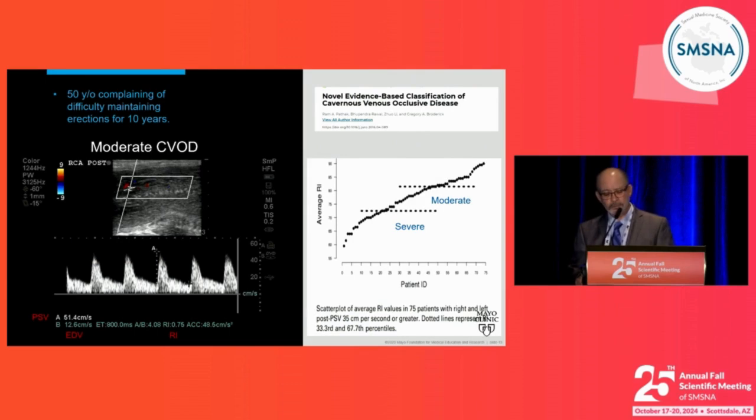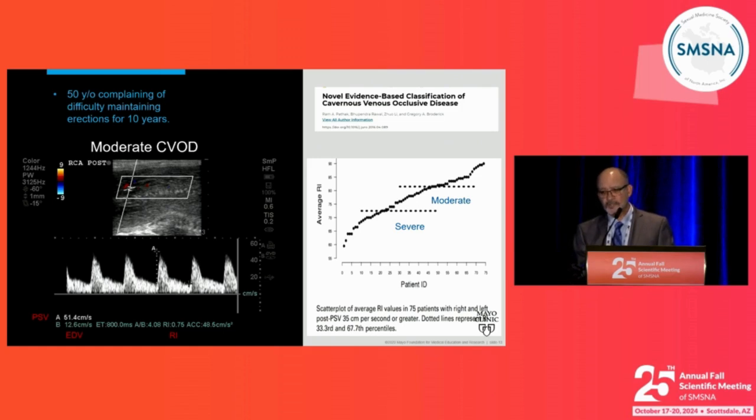Now, in terms of veno-occlusive dysfunction, I challenge you, if all you're doing is an intracavernous injection test, to tell the difference between somebody who has veno-occlusive dysfunction and arterial dysfunction. We know from history taking that typically the venous leak patient says, hey, my erections are better when I'm standing up, and they're terrible when I'm lying on my back. But the definitive test is really a Doppler.